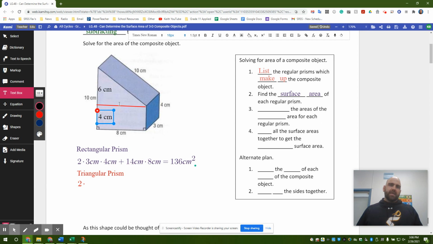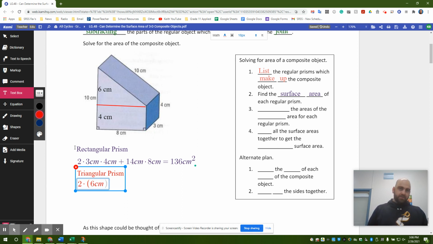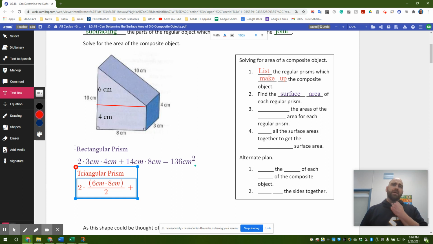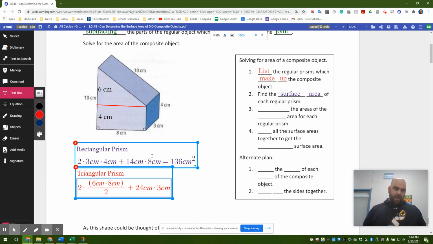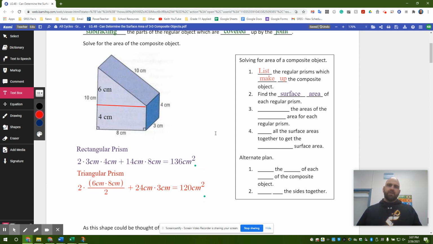And so the triangle is actually an 8 by 6. So it's 2, and then we have base times height divided by 2. So this is going to be 6 centimeters times 8 centimeters divided by 2. Then we're going to add the perimeter. So it's going to be 8 plus 6 plus 10, which is 24 centimeters, times 3 centimeters, which is the length. Again, this is the length of this one, a different length than our base. And when we solve that, it's going to be 120 centimeters squared. So that's our total there. And then what we also have, so that's finding the area of each of those.